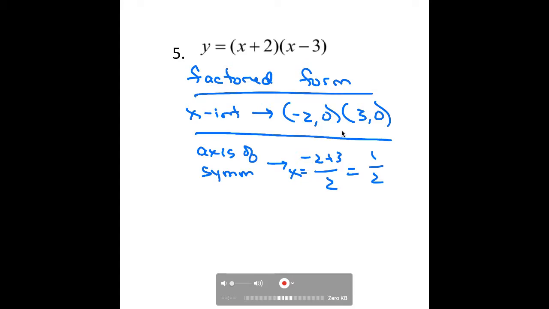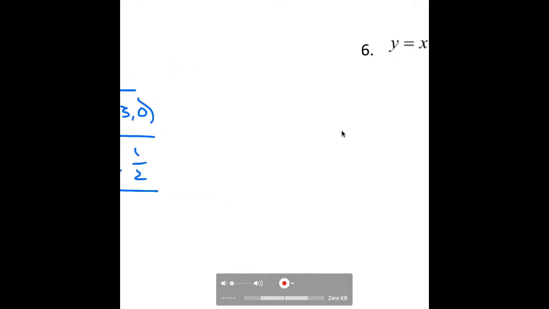that bolded line. And always, always, always, we can find our A. What is it in this case? Perfect. So it opens up, and it's the same. Good. Any questions on number 5? No. Okay, number 6.